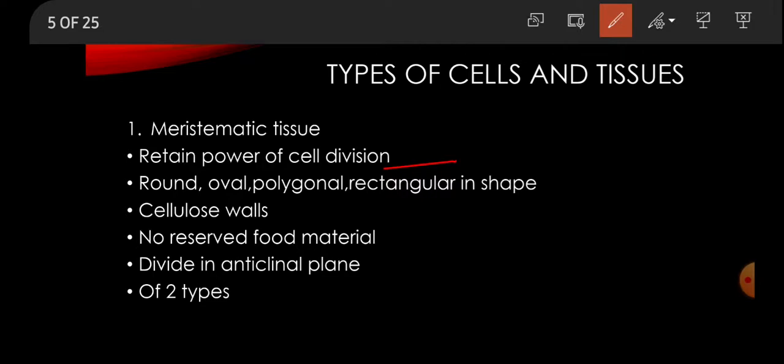Now what about their shapes? They are round, oval or polygonal, rectangular in shape, meaning whatever the shape may be, they will all perform a similar function. Next, they have cellulose walls and they do not have any resorptive material. They divide in anticlinal plane, means वो divide होंगे at the plane of 90 degree to the surface.